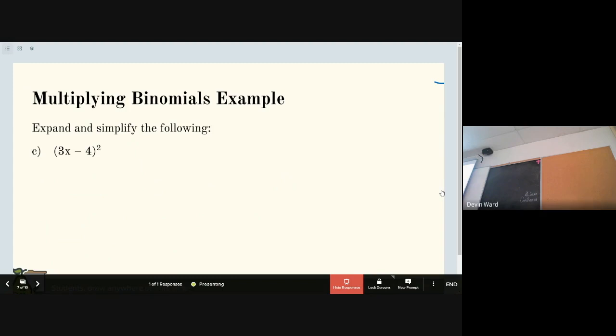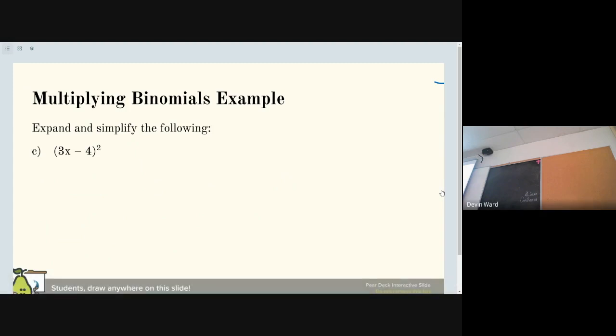Okay. So 3x minus 4 all squared. Does this mean we're going to square 3x and then square 4? No, with that math, you'd have to simplify inside the bracket first and then square the outside. We can't simplify the inside though because we don't know what x is.